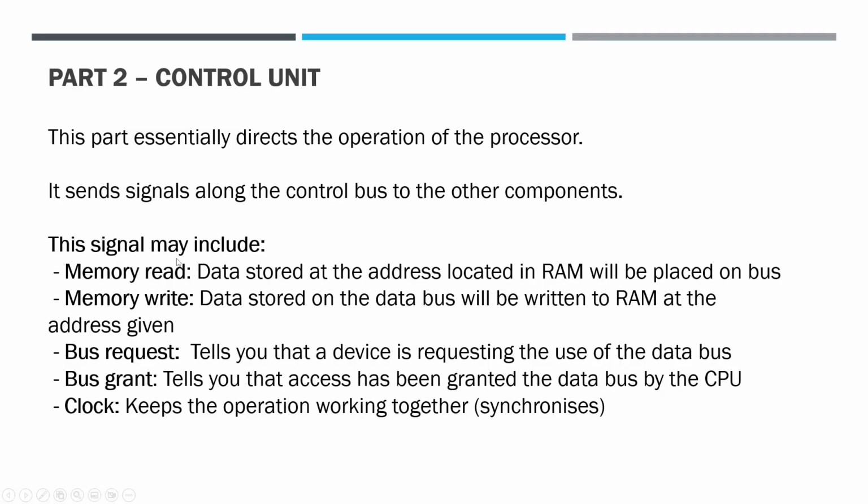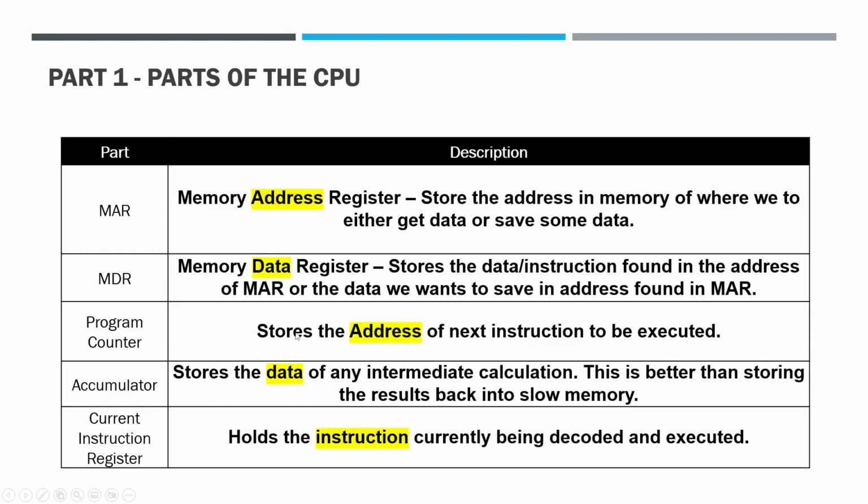So let's go back to this. We've got the program counter, which stores the address of the next instruction to be executed. So when you're running a program, you need to know what instruction is about to be executed, and programs are stored in RAM. And so the program counter is a bit like a bookmark that stores the address of the current instruction in the program we're executing.